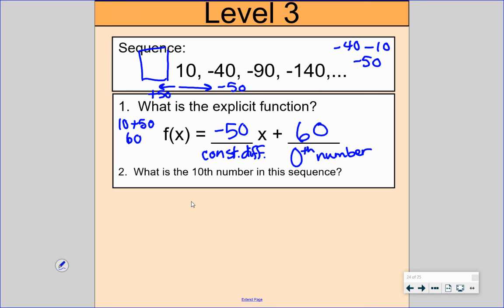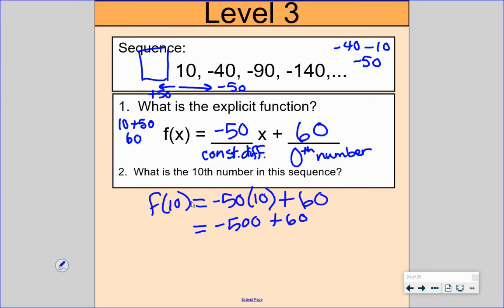And we can find the 10th number in the sequence. You could find the 100th number. You could find the 1000th number. But we'll find the 10th. The 10th number in this sequence is -50 times 10 plus 60. So we have -500 plus 60, and our 10th number is going to be -440.